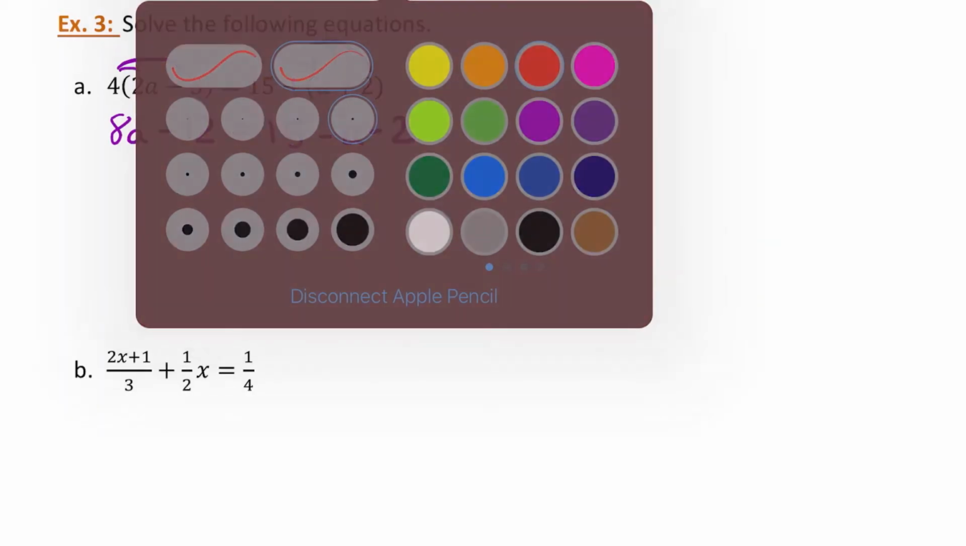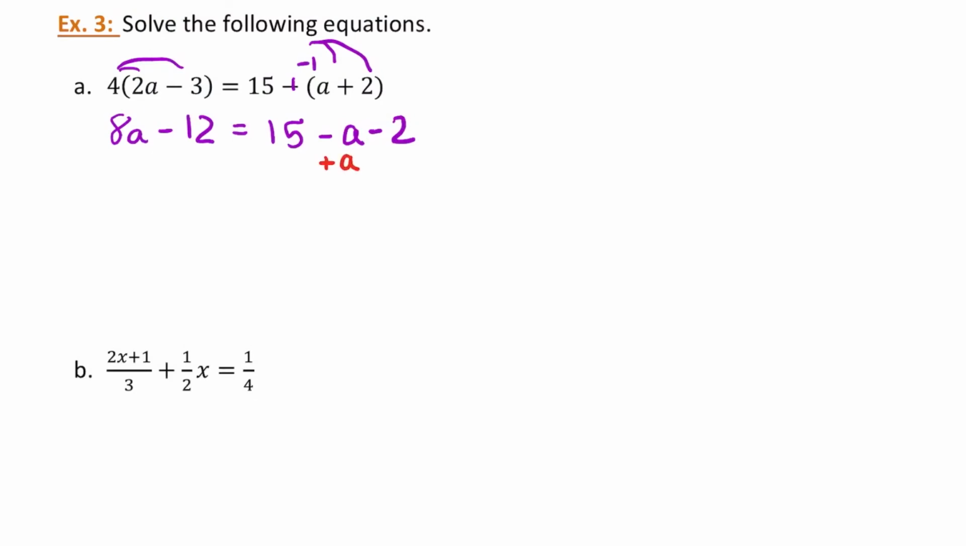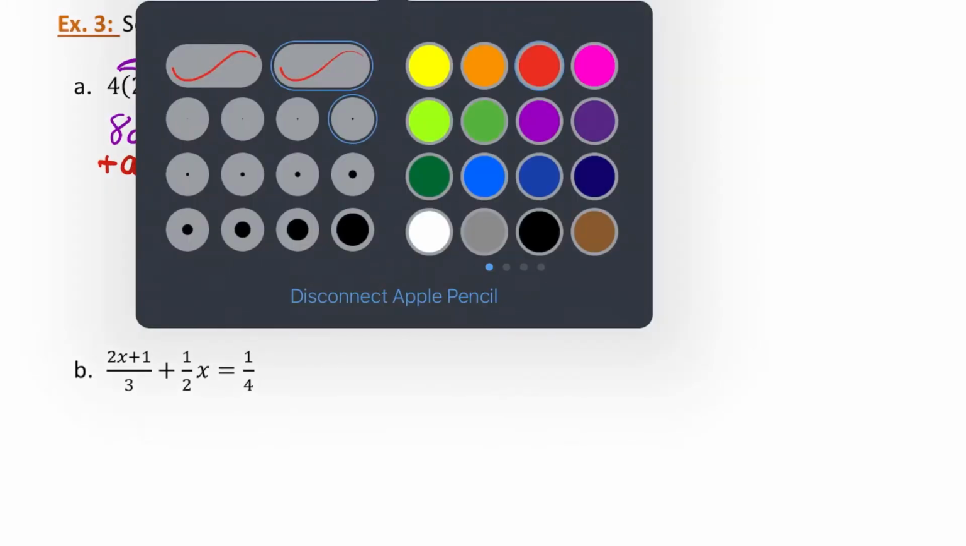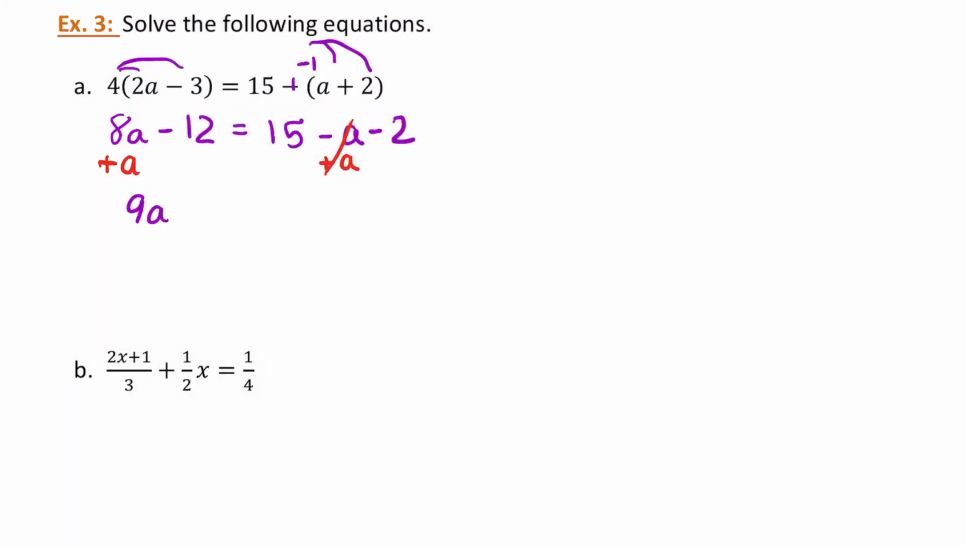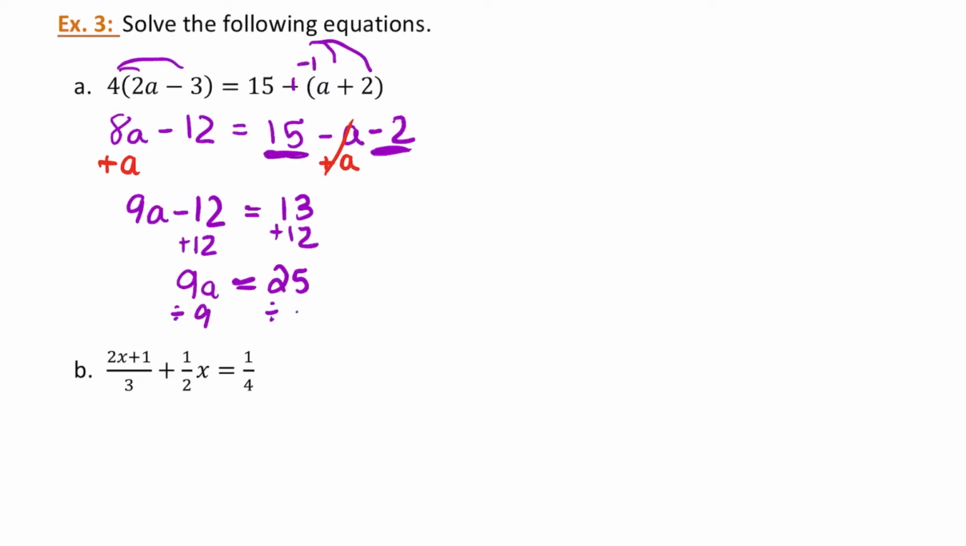First thing I'm going to do is add a, because -a plus a would get me 0a. And then while I am at it, this left-hand side here is going to be 9a minus 12, and then over here I have 15 minus 2, like terms on the same side that I'm going to go ahead and combine and get 13. Now I'm going to add 12 to both sides so that I just have my term of 9a by itself here, because that gives me 0 when I add 12 to -12. And then to get 1a, I'm going to divide both sides by 9, so I'll get a equals 25 over 9.